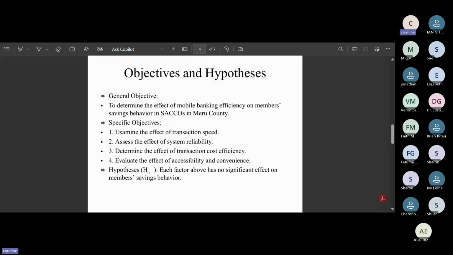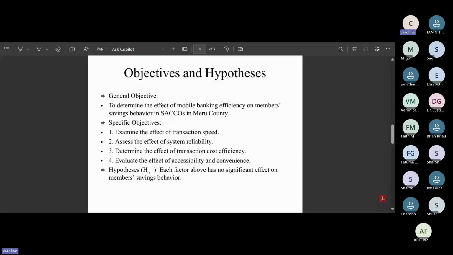Also, there is the cost, that is the transaction fees. Also, accessibility, that is availability of services anytime the members want. Also, the hypothesis: the null hypothesis is that each efficiency factor has no significant effect on savings behavior, and the study will test whether that is true.